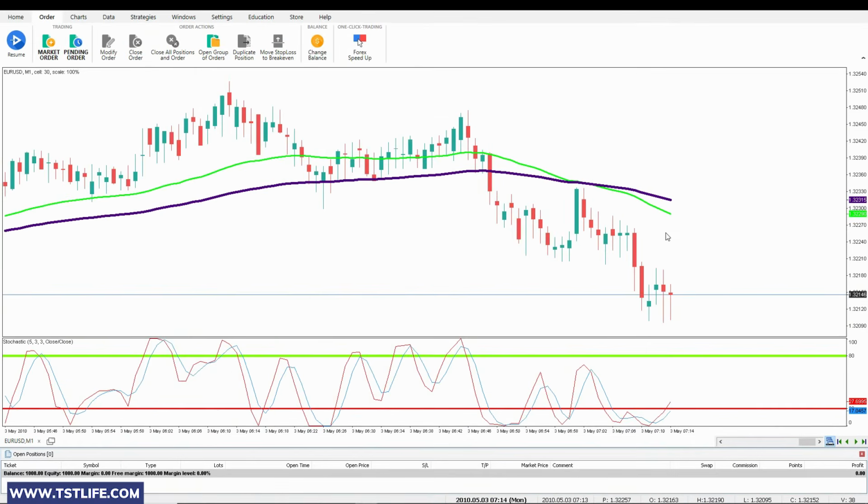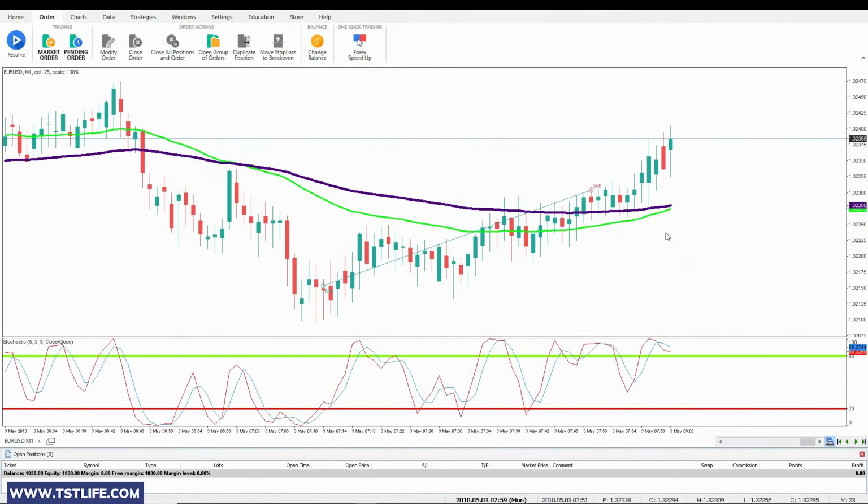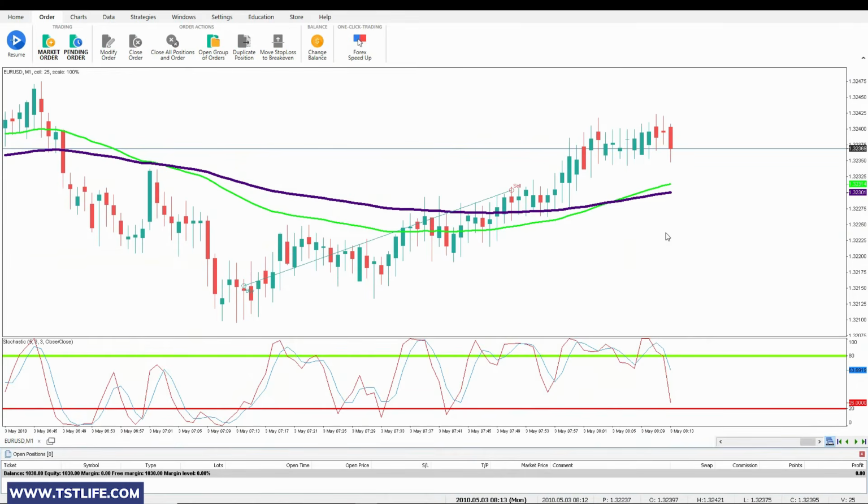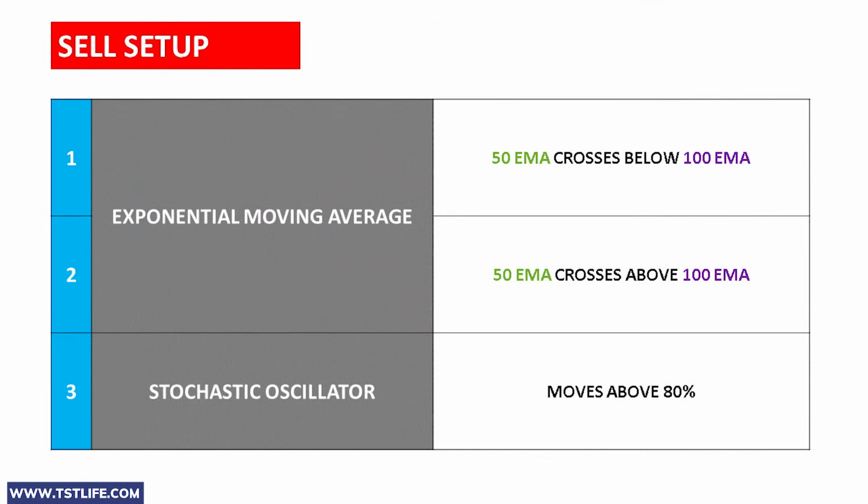Voila! We go long here, and it's a successful trade. What about the sell setup? Nothing special here as well.